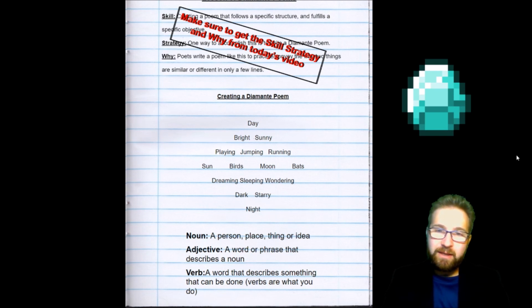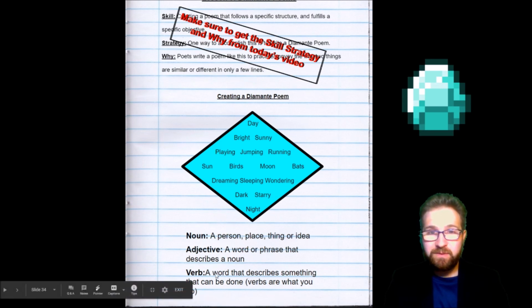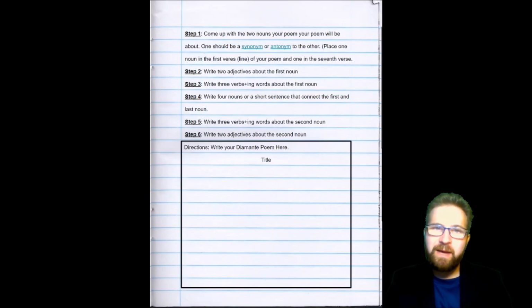One, it is following the structure in that it is creating the shape of a diamond. Two, it's using that diamond shape to convey the idea of comparison between the first noun, day, and the second noun, night. And that's what we want to do with our poem too. We want to use those nouns, adjectives, and verbs to create that same comparison. Alright, so let's get started writing our Diamante poem today.